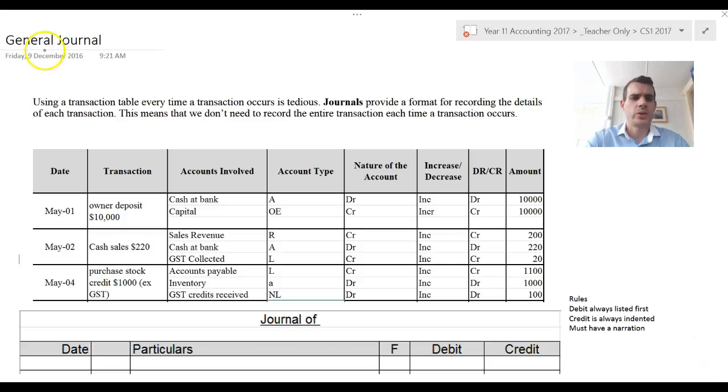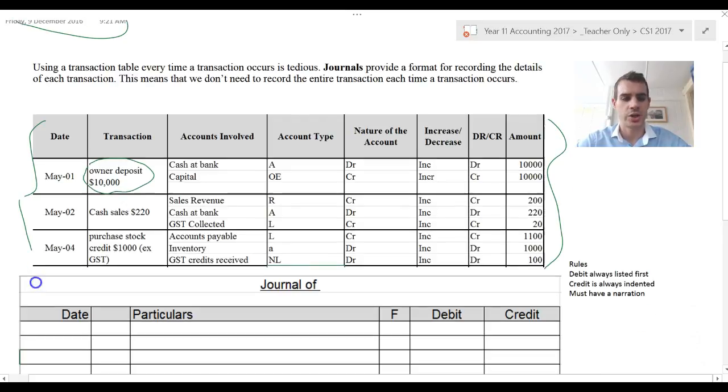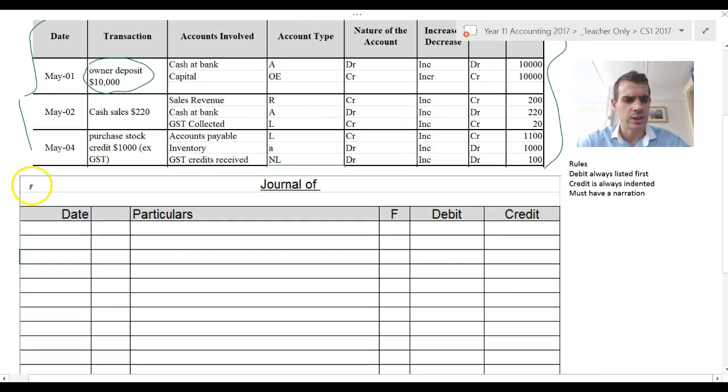In this video, we're going to be talking about the general journal. What we have been doing is transaction tables, but in practice, that doesn't actually happen. When a transaction occurs, accountants enter that transaction into a general journal. I'm going to show you in this video how to move these transactions from a transaction table into a general journal. A general journal looks something like this.